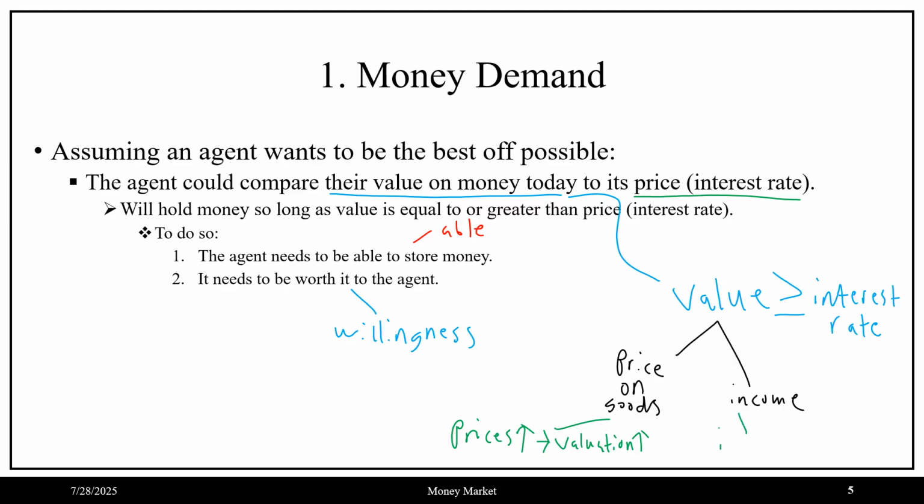Whereas for income, if a consumer earns more income today, then that means they're capable of making more purchases. Therefore, they're going to want to hold on to more money to be able to facilitate that. So also a positive relationship between this factor and valuation. Income up, and valuation up. Okay.